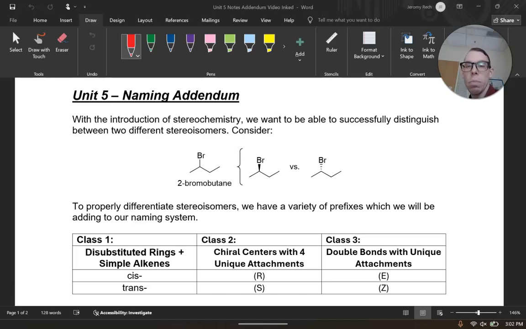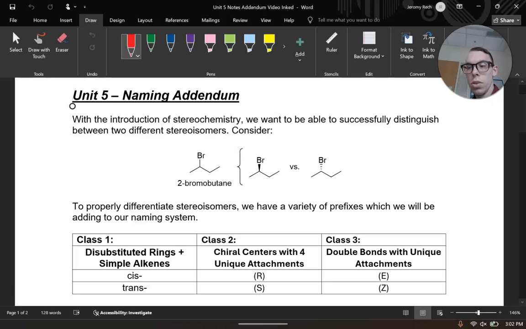Our second class is going to be where we have our chiral centers. Those are going to be an atom, often in our case a carbon, that has 4 unique attachments, and we can use our R and S configuration. And our last is actually going to be describing double bonds. And these are going to be 2 new words that we're going to spend the majority of the video focusing on, E and Z. So the cis, trans, R and S, E and Z are all going to be our descriptors for how we can describe our stereochemistry. All of these are going to be prefixes, so these are going to go all the way to the beginning of the name.